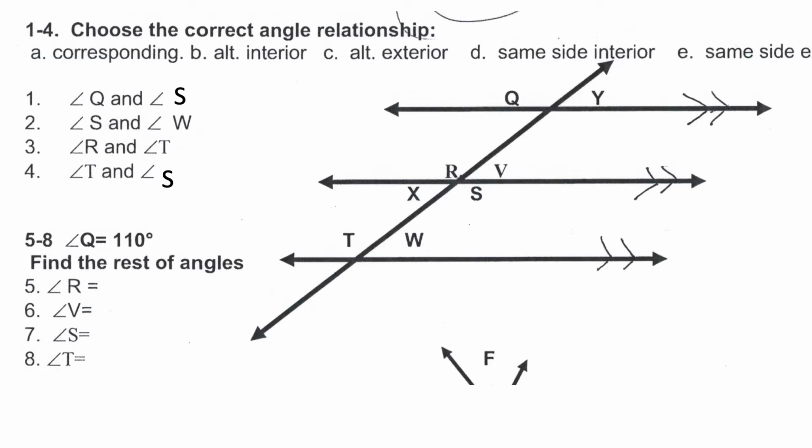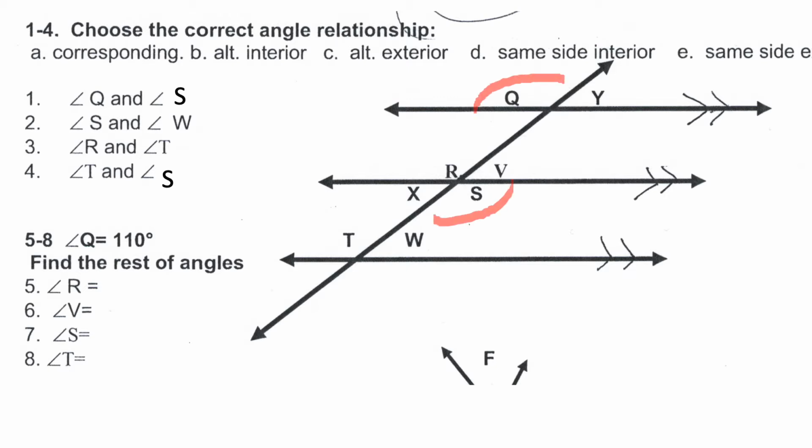Alright, so first off, we're looking at the types of angles that are formed by different pairs going along here. It'll be the same drawing, just different letters to choose from. So make sure you understand the difference between corresponding, alternate interior, alternate exterior, same side interior, same side exterior. And it's a matter of just looking at the angle and saying, where are these two angles? Are they on the interior? Are they on the exterior of my parallels? Where are they? All right, Q and S.